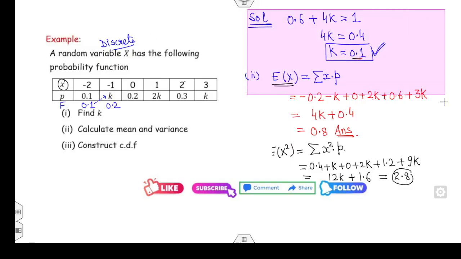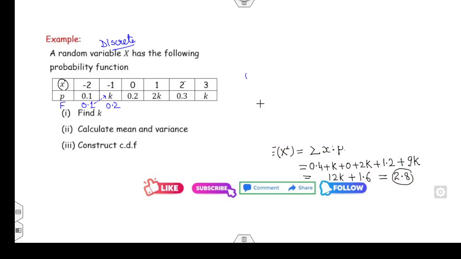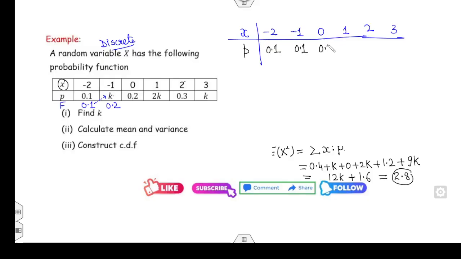Or otherwise, I can write it for you here. What is the value of the P? This is my X: minus 2, minus 1, 0, 1, 2 and 3. The value of the P is 0.1. I can substitute the value of the K: 0.1, 0.2, 0.2, 0.3, 0.1. Now calculate the CDF.